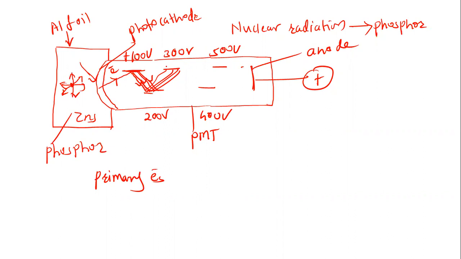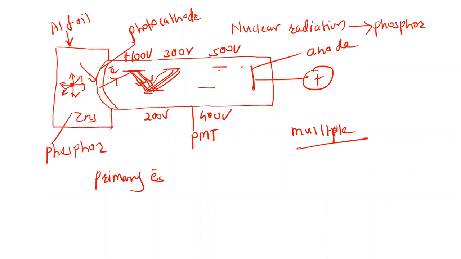Suppose 10 electrons are producing here 100 electrons. 1 produces 10, 10 produces 100, 100 produces 1000. So in this way, in multiple number, the number of electrons are produced here. Okay, in multiple number. And later on, finally, that electrons are accelerated toward the anode.